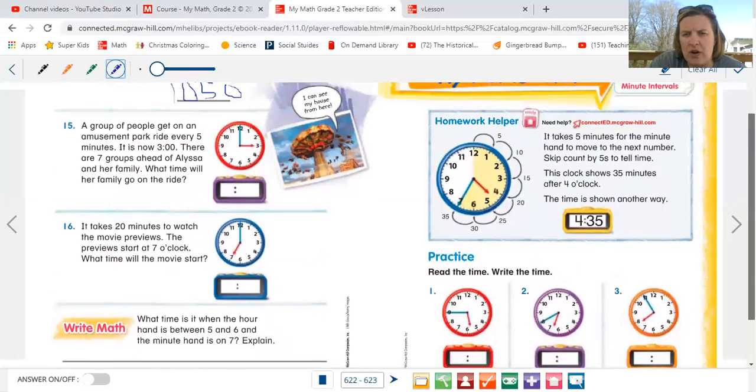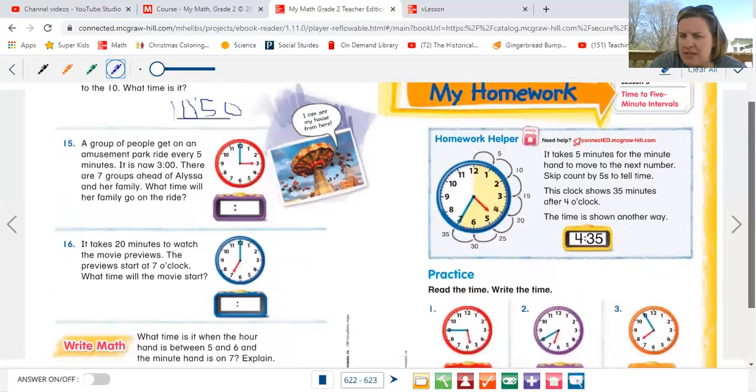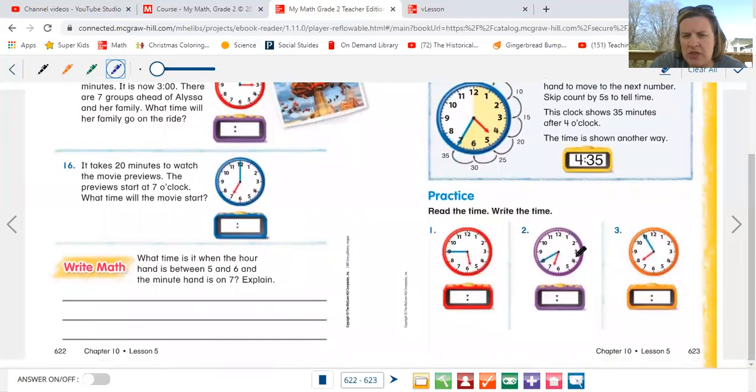Let's go ahead and look at the homework. Our homework here is the same idea. Okay, numbers 1, 2, and 3, the directions say read the time and then write the time. So if you look at that minute hand, 5, 10, 15, 20, 25, 30, 35, 40, 45. So it's 45 minutes. I write that in the minute spot on the digital clock. Okay, and then I look at my hour. It's not quite to the 6, which would make it 5:45. Okay, so do the same idea with numbers 2 and 3.